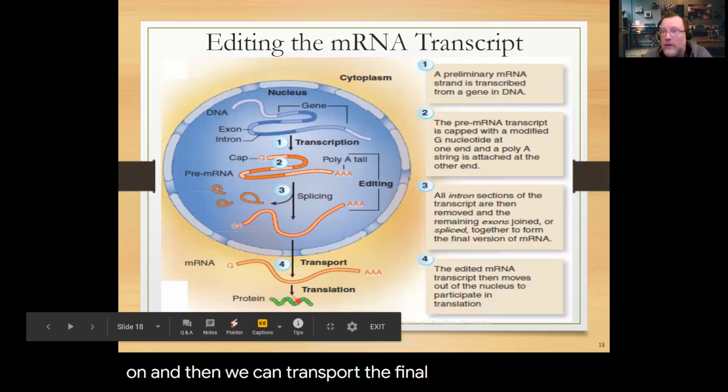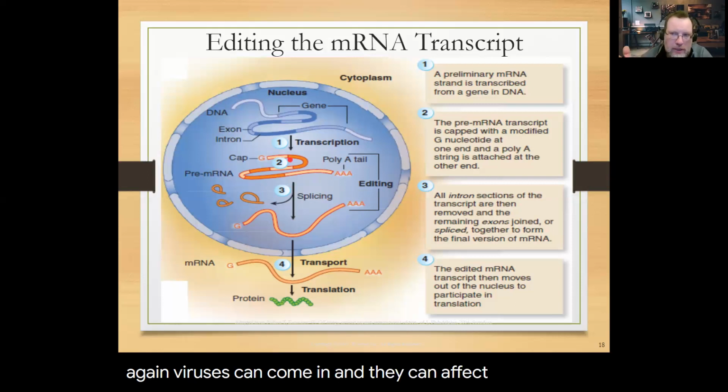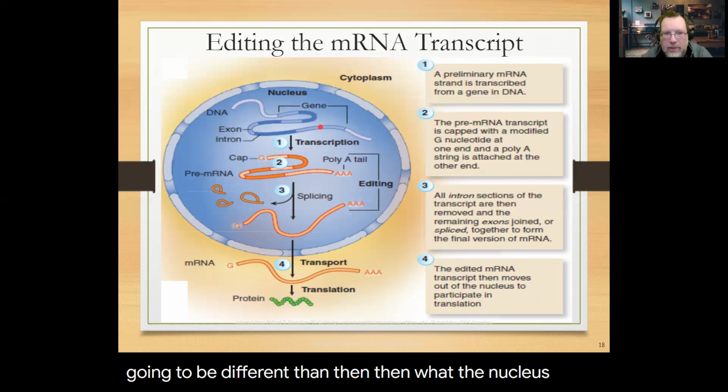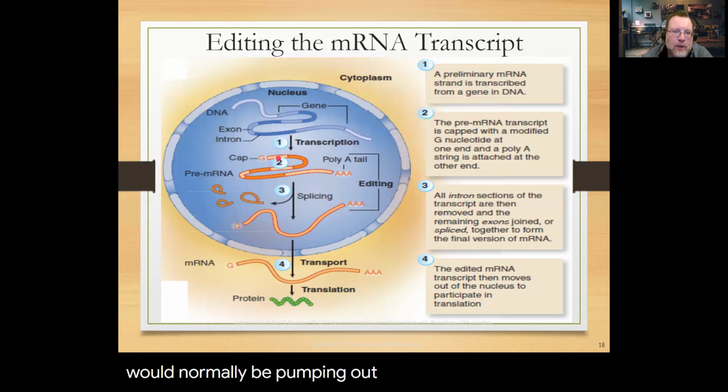And again, viruses can come in and they can affect the recognition of what's an intron versus an exon. This code may be completely altered by a virus, so the photocopy itself is going to be different than what the nucleus would normally be pumping out. And again, confusion with introns and exons.